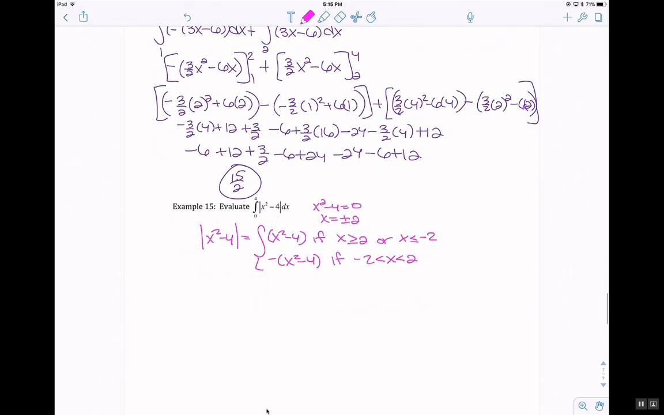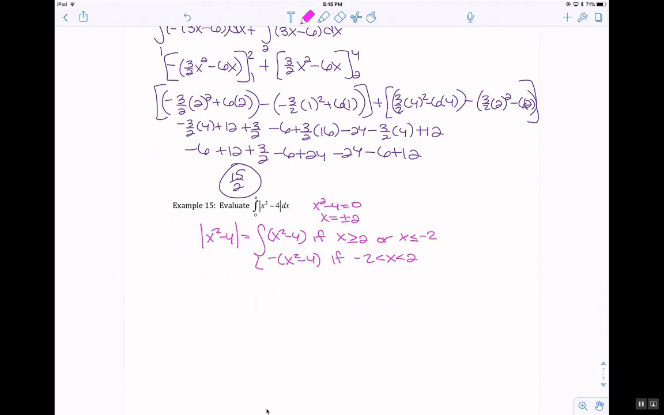Okay, so now I'm going to set up my integral. I'm going from 0 to 4 of the absolute value of x squared minus 4 dx. This is the same thing as going from 0 to 2 of x squared minus 4 dx plus going from 2 to 4. Oh, this guy should be negative, I'm sorry. Of the positive guy, x squared minus 4 dx.